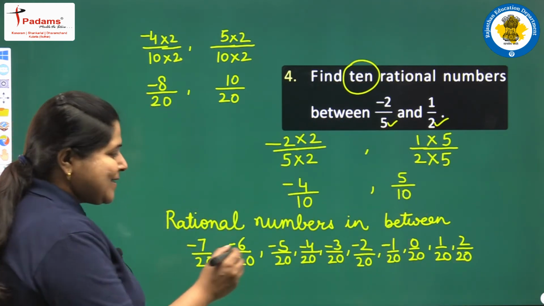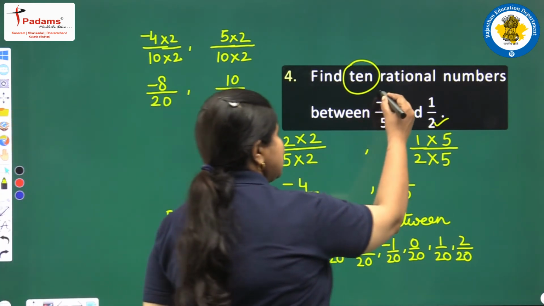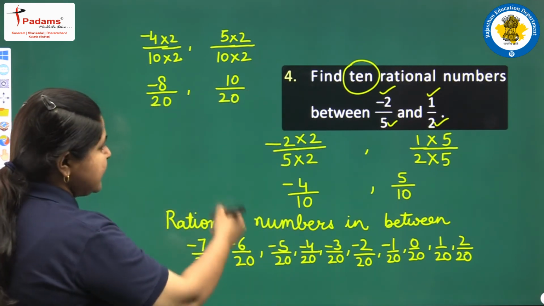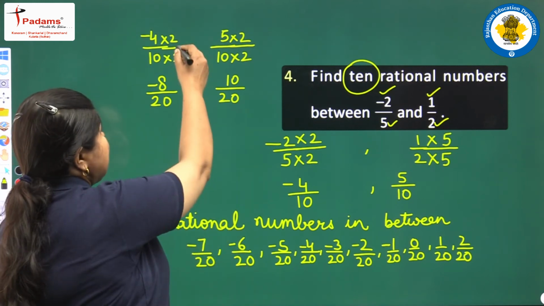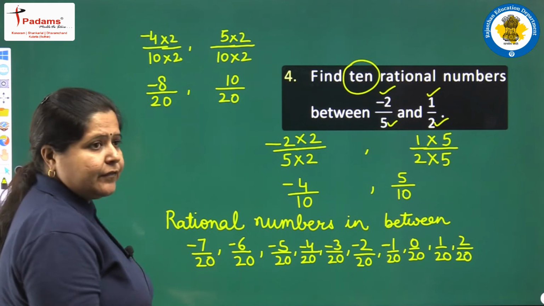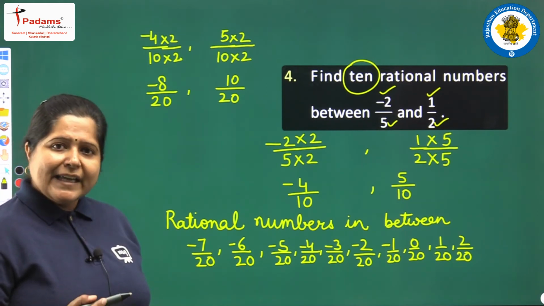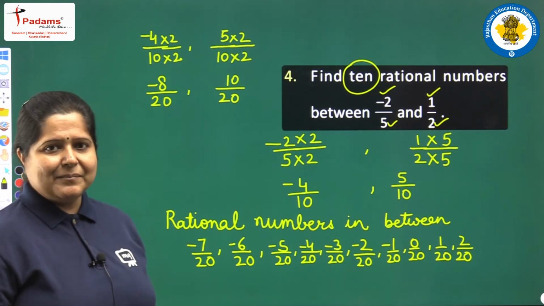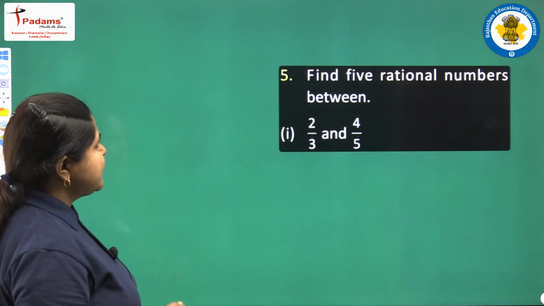So, these are the 10 rational numbers between these two given rational numbers. You can take many more, there are still to be selected, and if we multiply by another number instead of 2, then we will get a different set of numbers. That also will be correct, because there are infinitely many rational numbers between any two given rational numbers. I hope this is clear to you. We move on to next question.